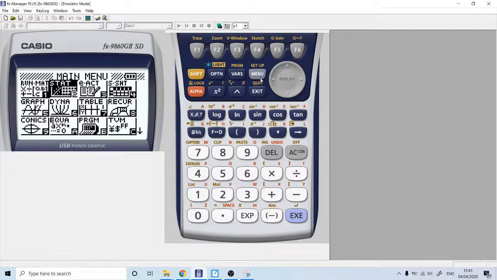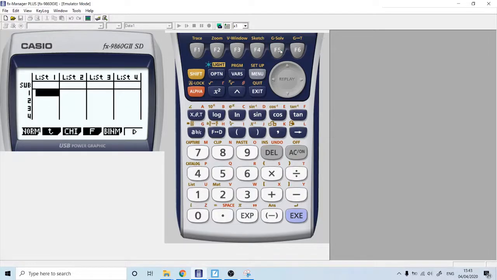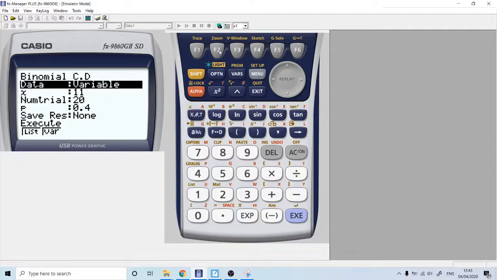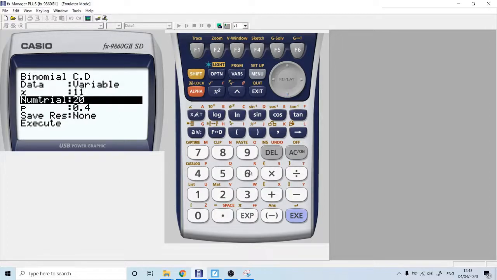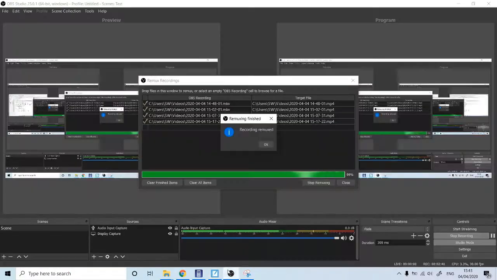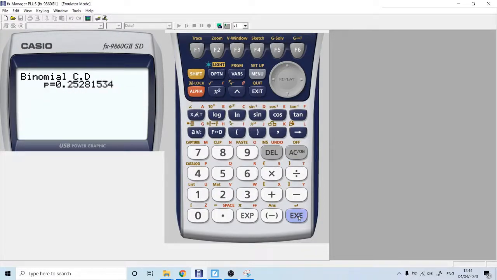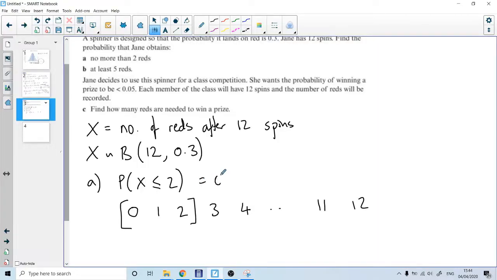So we're going to go to our calculators, we're going to go on stat mode, distribution, binomial, cumulative. We're going to put number of trials as 12 and the probability of success is 0.3. That's the probability of getting a red. Now we want our calculator to add up all the values starting at 0 and going up to 2. So we're going to put X as 2. And then we get that probability, 0.253 to 3 sig fig.